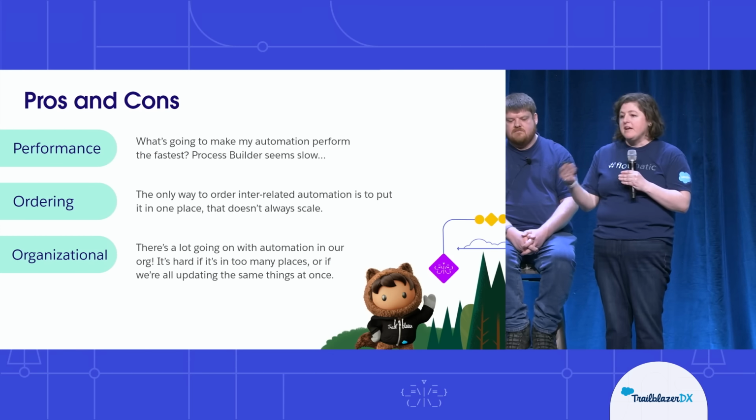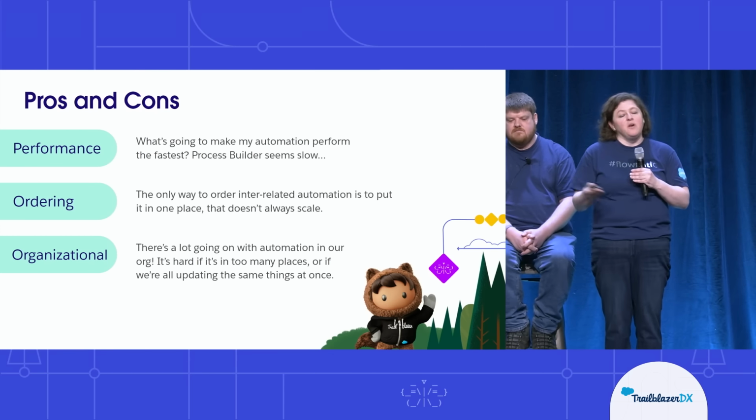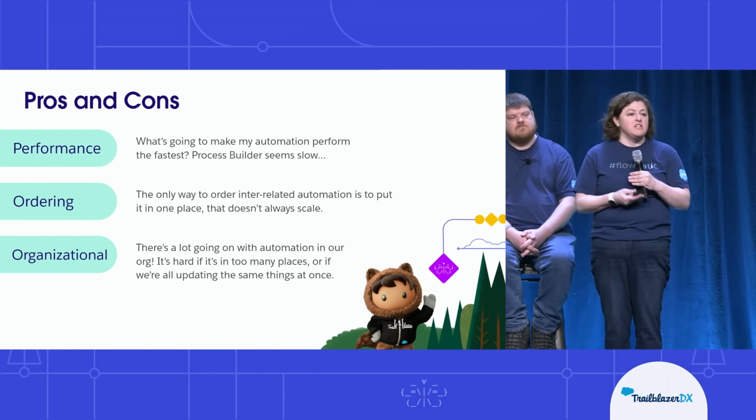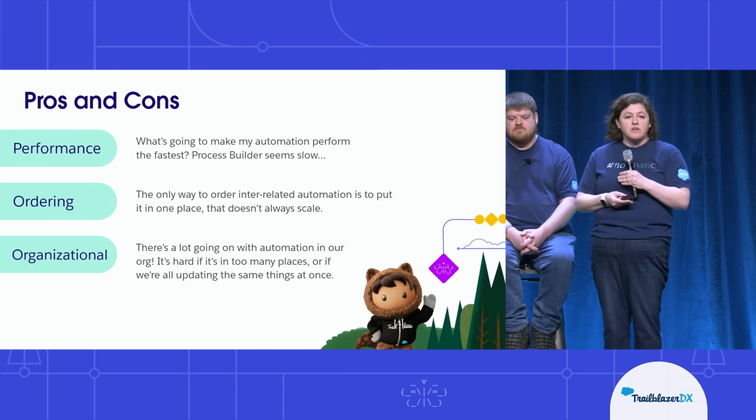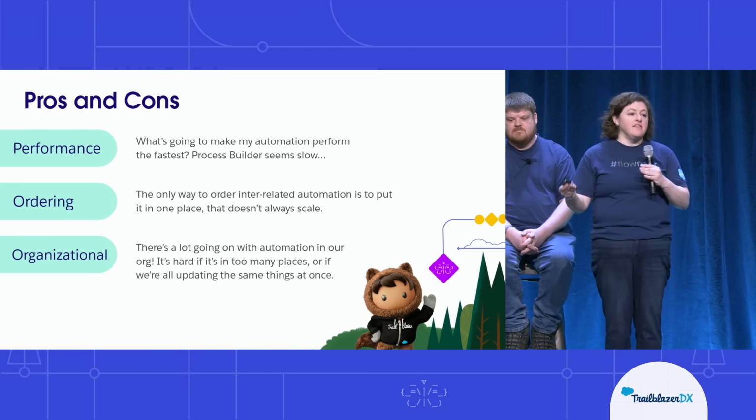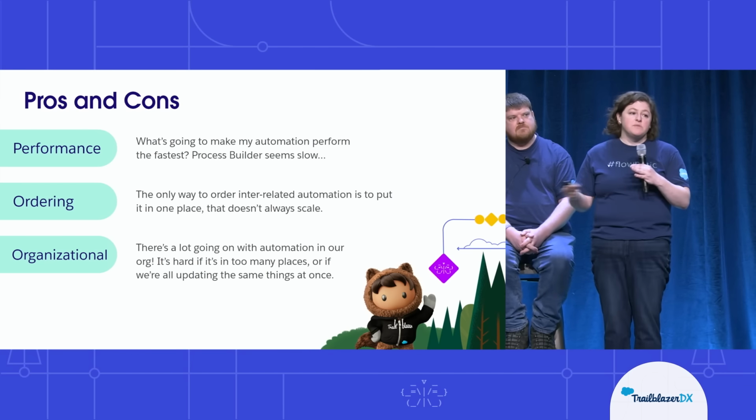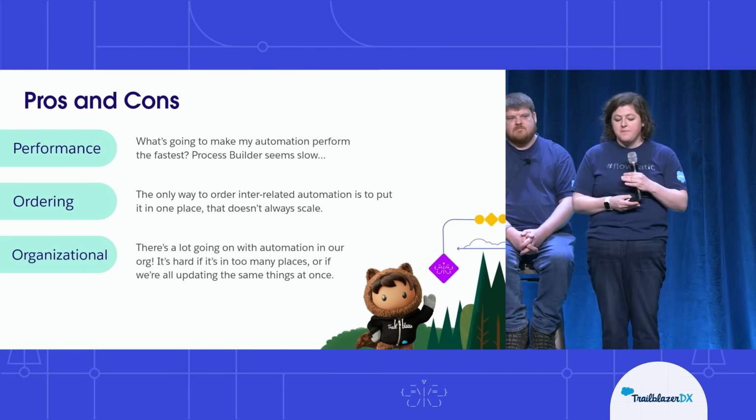And this really came down to 3 key areas that we heard that were focuses for people when they were building their automation. The first was performance. So how do I make it as performant and efficient as possible? The next was ordering, is how do I handle sort of interconnected or interrelated automation? And lastly was organizational, which is most of what we're going to talk about today.